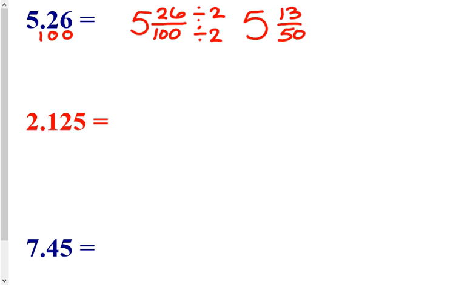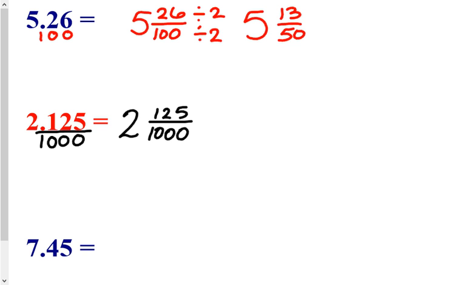For my next one, again, the whole number I can just copy, and that's going to make it a mixed number. So 2 and 125, now I just need the denominator. A 1 under the decimal, 0 under each place after. Notice if I put the line there, that really makes my mixed number: 2 and 125 thousandths.